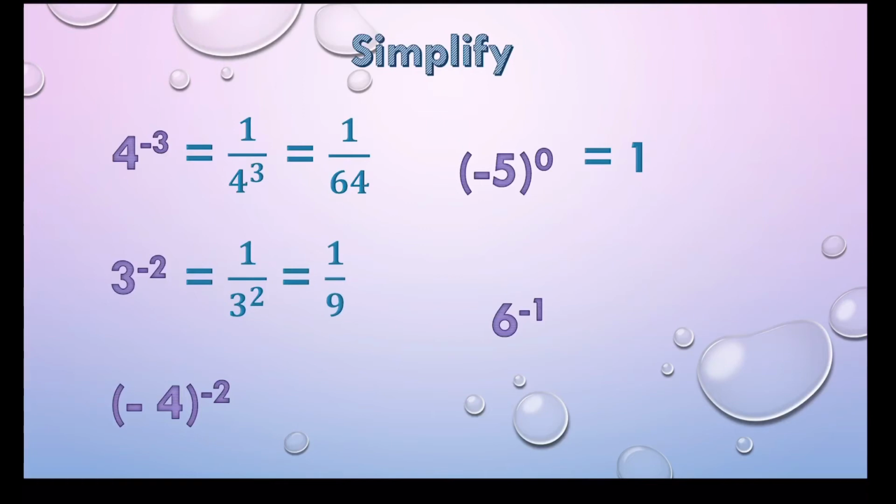6 to the negative 1. First, make it positive. It's so important that you first write it as a positive exponent. Then do it. You should be able to do 6 to the first power. It's just 6. So my answer here is 1/6.